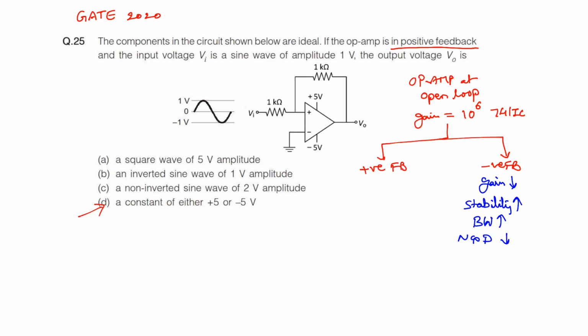If you are using positive feedback, the gain increases. That means it is more than 10 power 6. Gain increases and stability reduces. And bandwidth reduces and noise and distortion increase. So observe this, stability is reducing. Why is the stability reduced? Now the gain is very large compared to this one. Make it something like 10 power 8, which is going to be your gain with positive feedback.